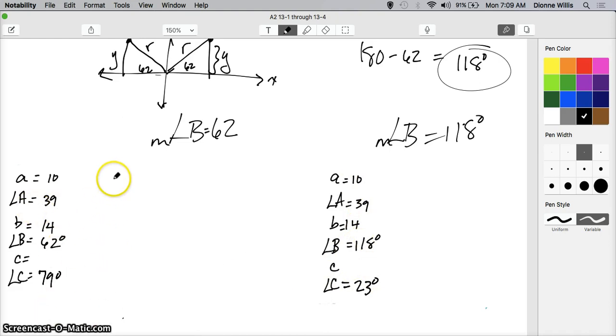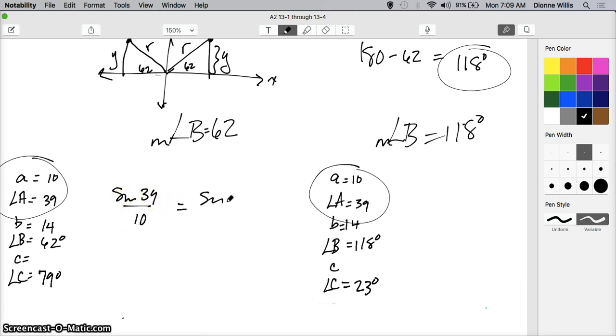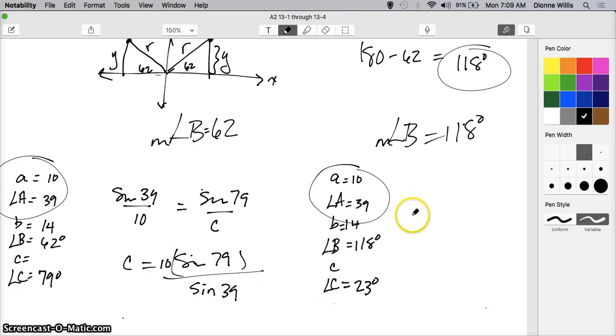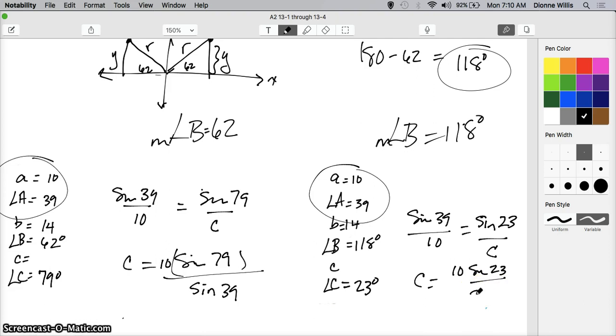And so now, if we're going to find side C, it's going to be a little bit different. I always like to use the thing that we started off with. So I'm going to start off with the sine of 39 degrees over 10 is equal to the sine of 79 degrees over C. And of course, we can solve for C by doing a little bit of algebra, getting C by itself, and we'll realize that C is equal to the sine of 79 times 10 divided by the sine of 39. And since that's calculated already, let's do the same thing over here. So again, sine of 39 over 10 equals the sine of 23 over C. And now we see that C is equal to 10 times the sine of 23 over the sine of 39.